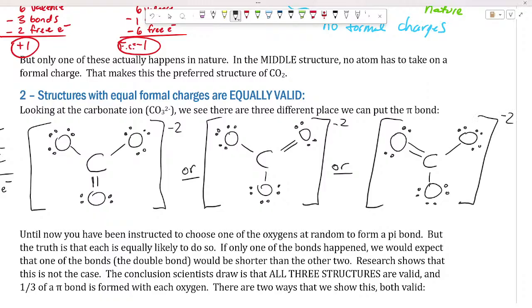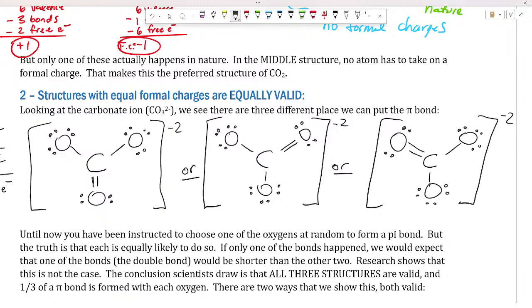Okay. Those are equally valid. Is there any reason to prefer one over the other that you can think of? I can't, right? In fact, this molecule is perfectly symmetrical, which means that there's no advantage to one placement or the other. They should all be equally likely. And they are all equally likely.